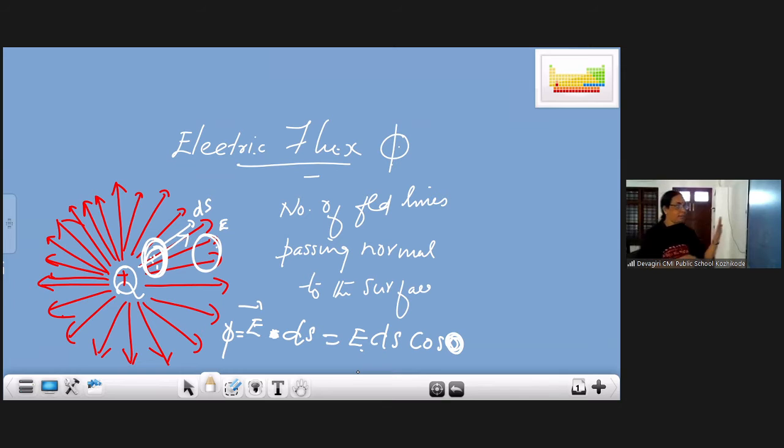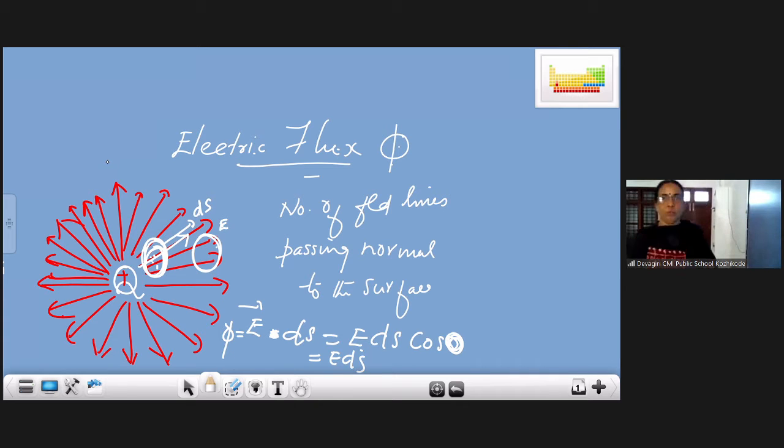Imagine the same surface I kept like this, so that ds is in this direction and E is like this. The area vector is like this and the electric field intensity is like this, so the angle between them becomes 90 degrees. So what is the flux? Flux is equal to E ds cos 90. You know cos 90 is 0, so I get 0.